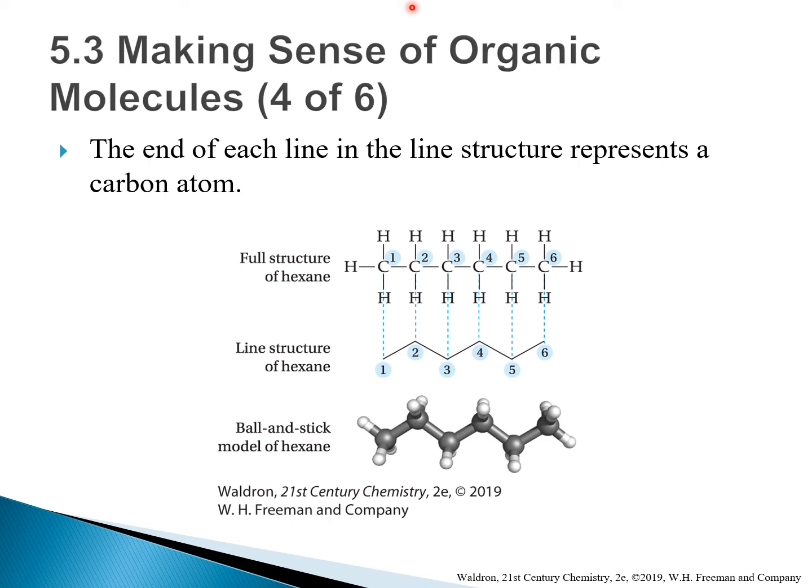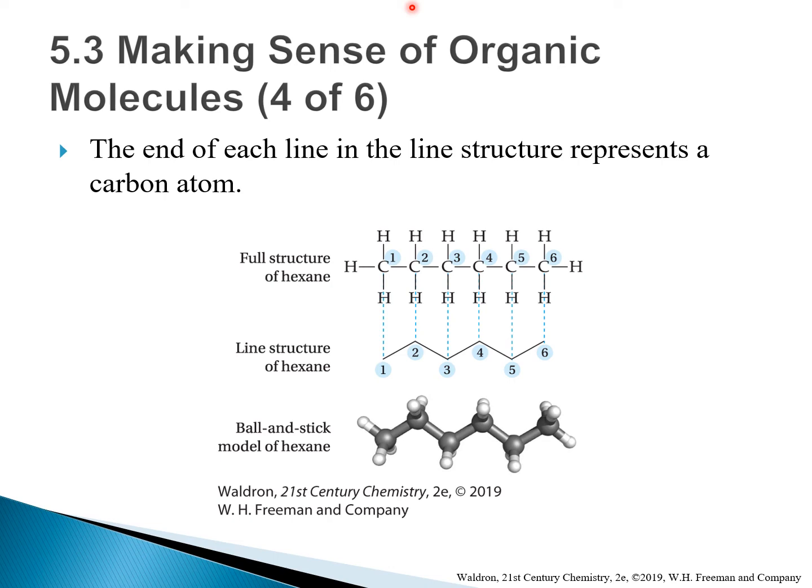The line structure for hexane is 5 short lines connected in a zigzag pattern. The end of each of those lines represents 1 carbon atom. Hydrogen atoms are not shown at all, therefore we must imagine where the hydrogen atoms would be filled in. The numbers shown in the figure count out the carbon atoms in the molecule.